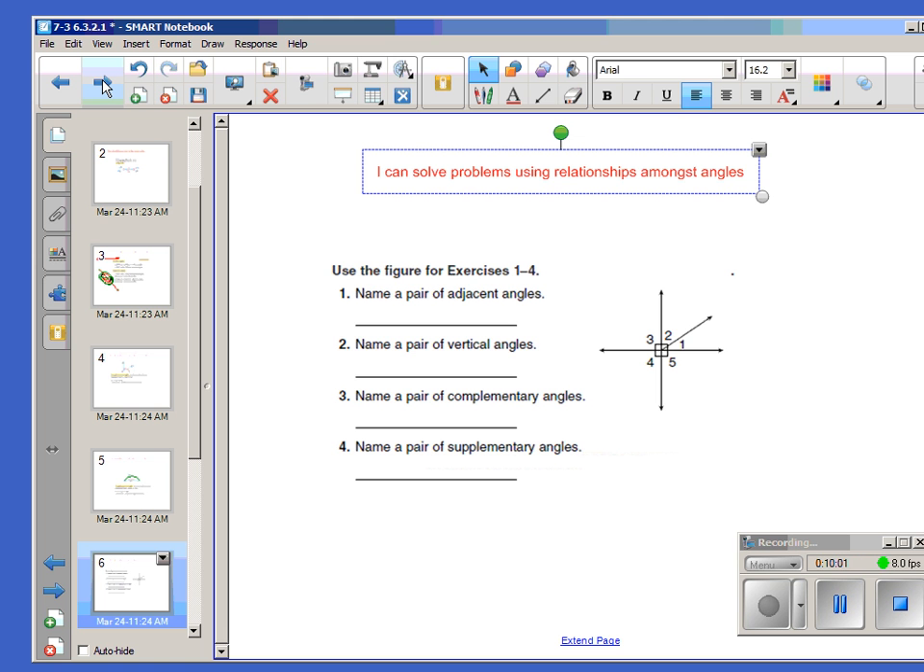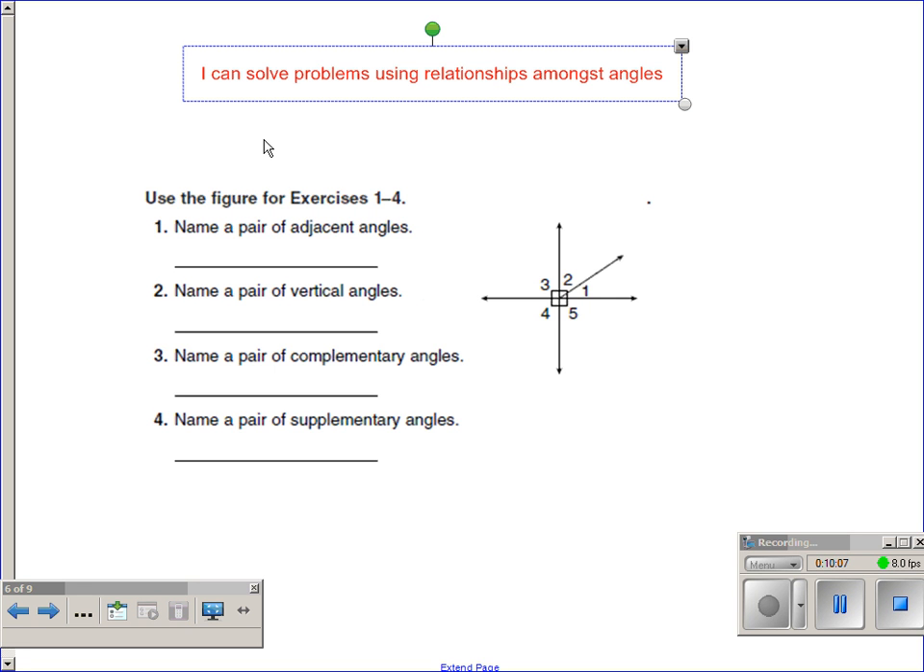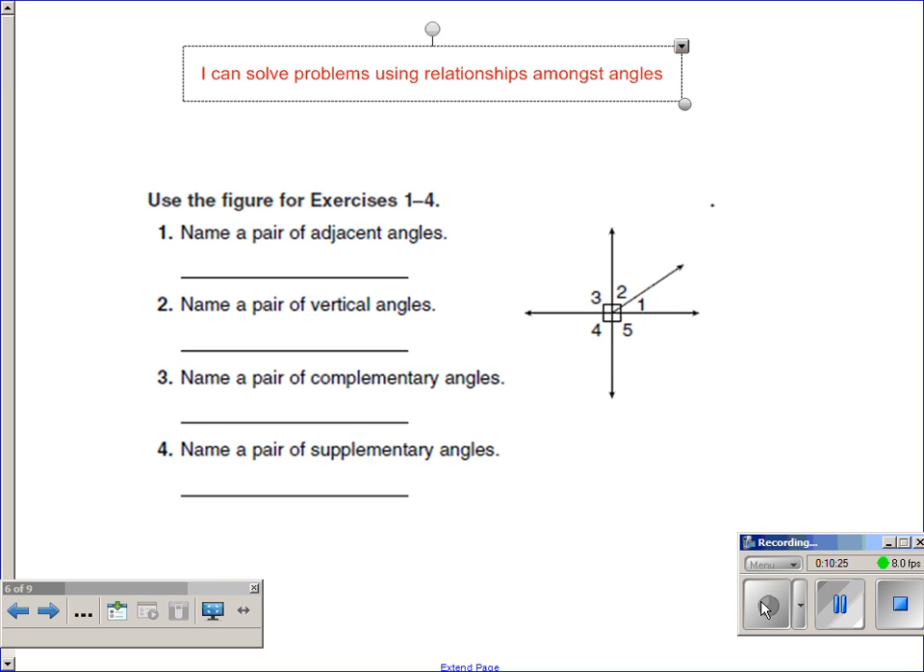All right, so let's see how well we understand all of this. I'm going to give you a little bit of time. Can you name a pair of adjacent angles? Can you name a pair of vertical angles? Can you name a pair of complementary angles? Can you name a pair of supplementary angles from this picture right here? Okay, I'm going to give you a moment, and in some cases, we have multiple places that we can talk about.